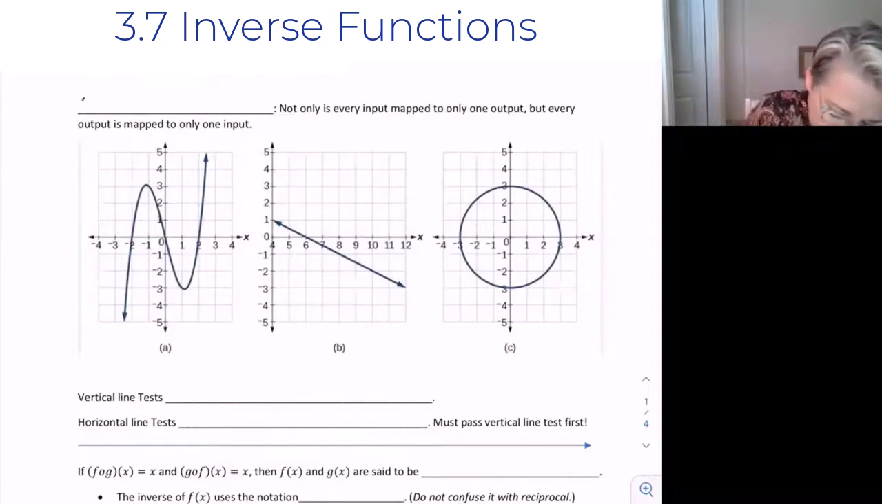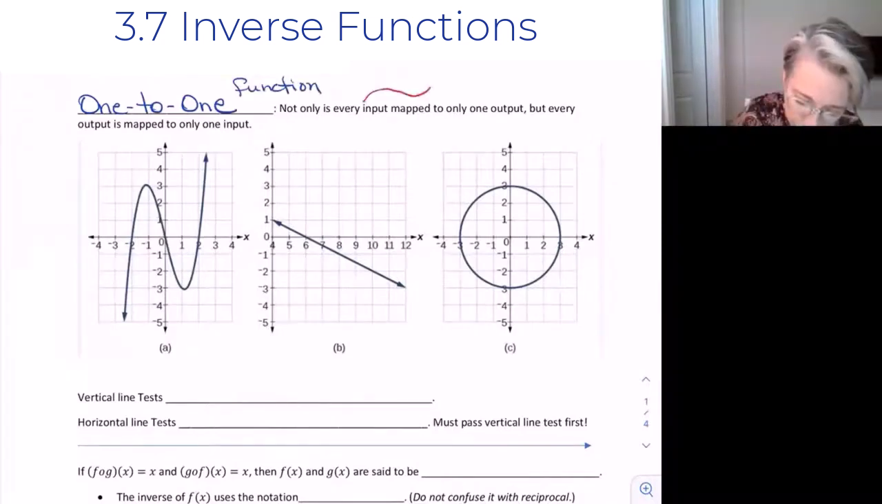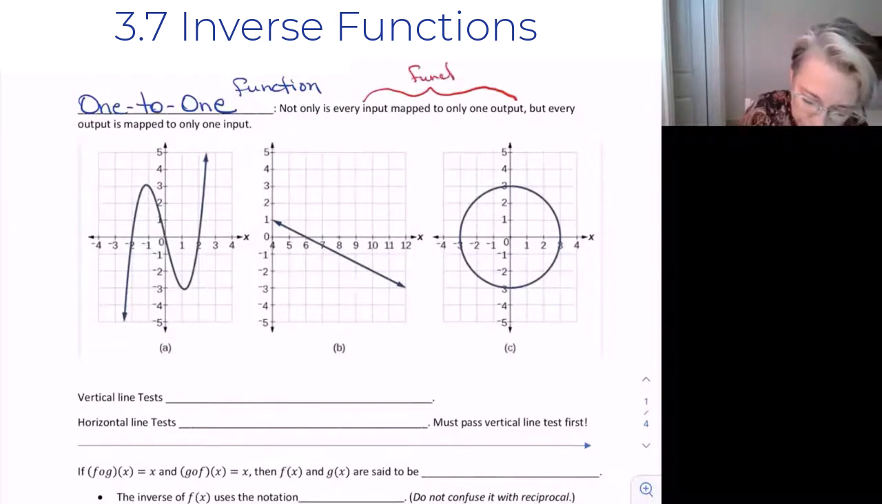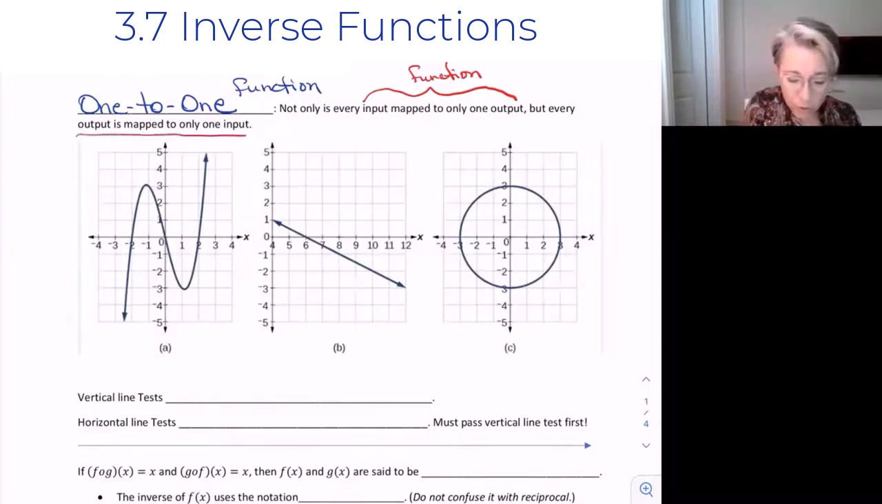Let's first define what a one-to-one function is. Not only is every input mapped to only one output, which makes it a function, so it has to be a function first, but then every output is also mapped to only one input. Okay, so it's a monogamous relationship.